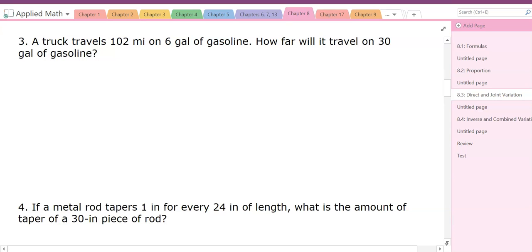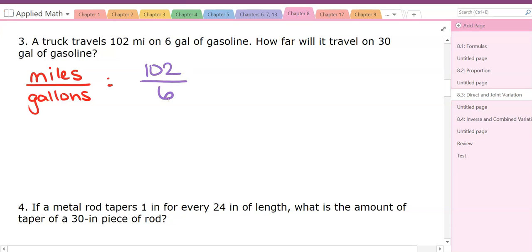Usually if we think about what it would be, we talk about miles per gallon, MPG. So I'm going to put miles on top and gallons on the bottom. So I did 102 miles for 6 gallons. They're asking how far will it travel. So that would be asking how many miles something can go. So that's where my variable is going to go on the top. 30 gallons is going to go on the bottom with the 6 gallons. Okay, and then we cross multiply just like we did before.